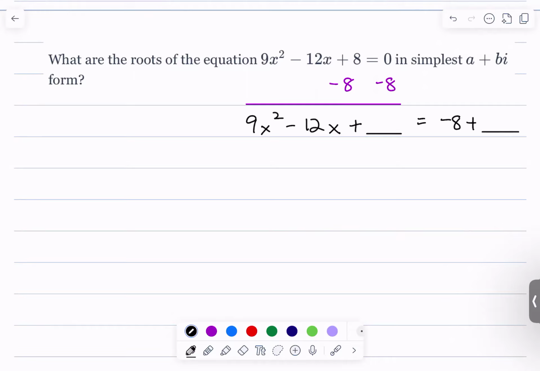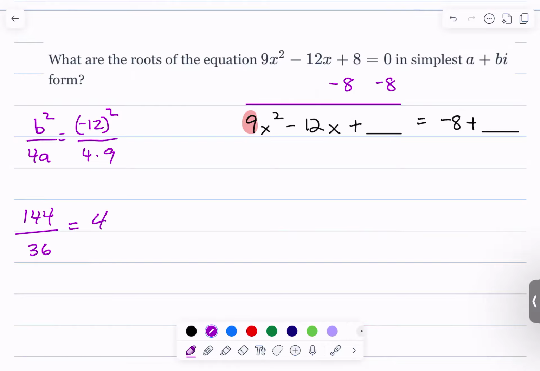Now, my coefficient is a perfect square. 9 is a perfect square. So I'm going to use b squared over 4a. So if I use that, my b is negative 12. So negative 12 squared over 4 times 9, which is 144 divided by 36, which equals 4. Okay? 144 divided by 36. Any questions on the steps here?